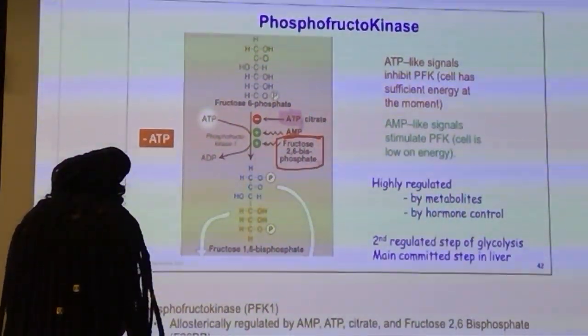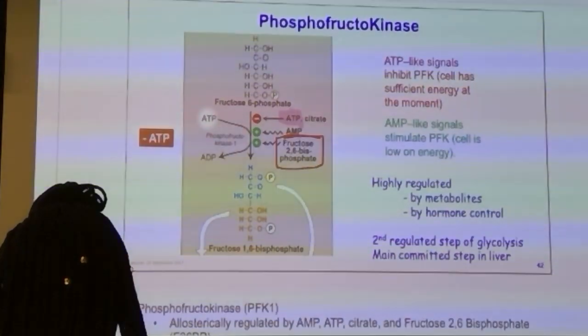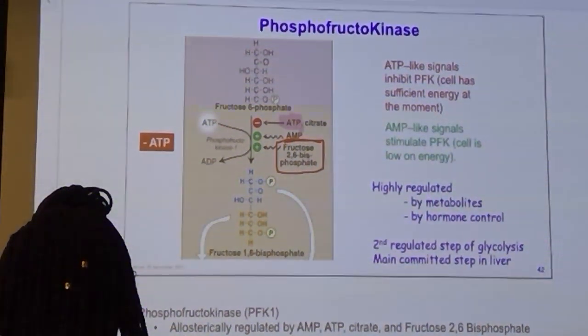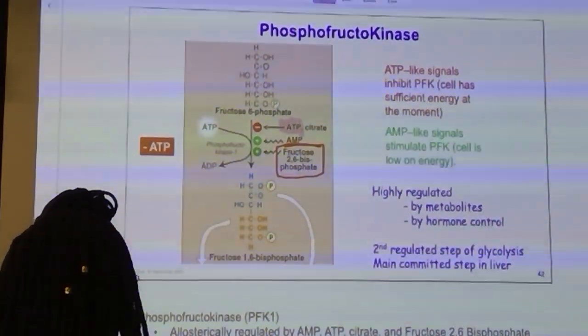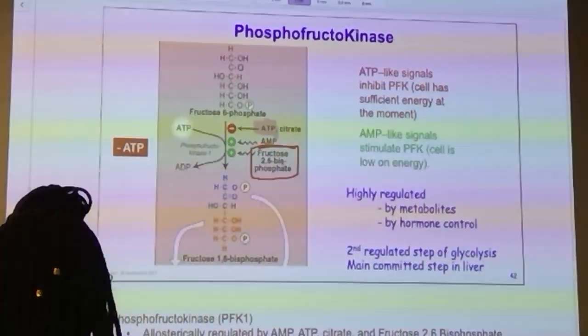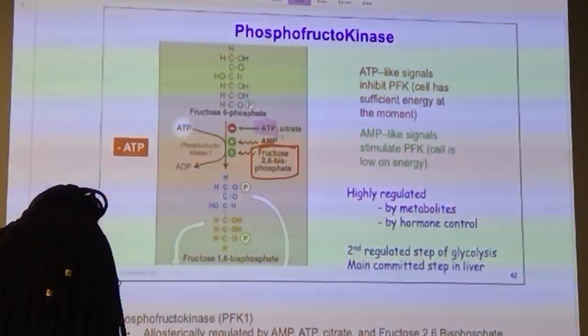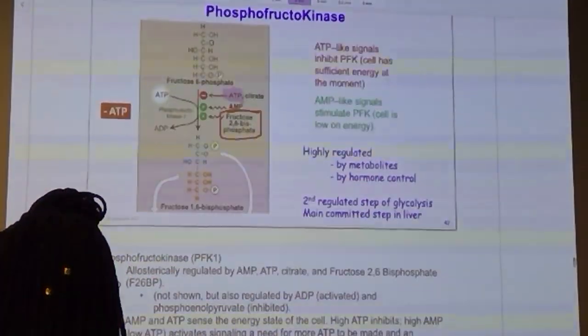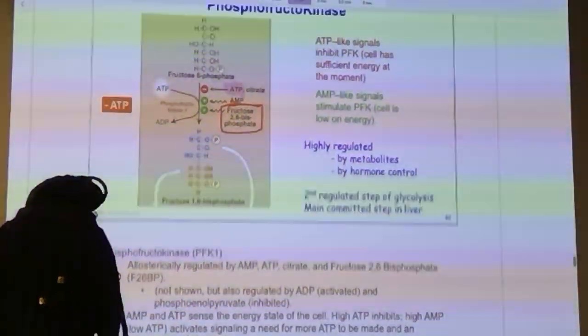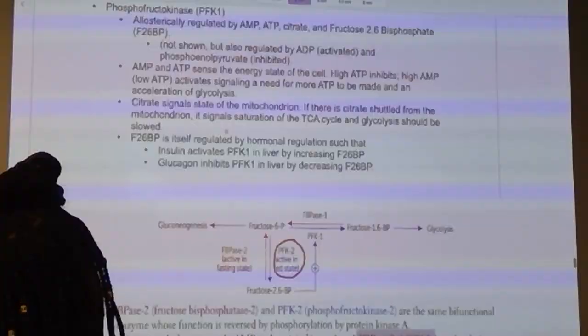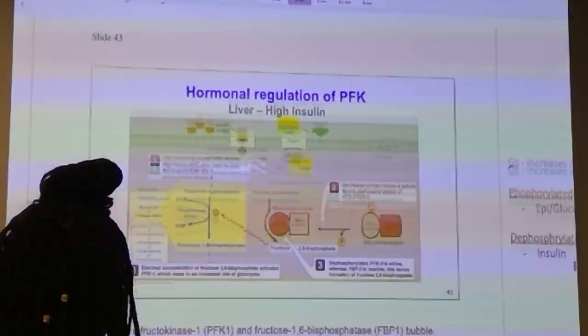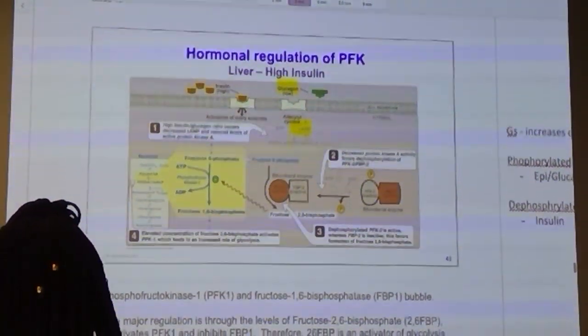Okay, just know that fructose 2,6-bisphosphate promotes glycolysis, but fructose 2,6-bisphosphatase inhibits glycolysis. Any questions about that? Okay.